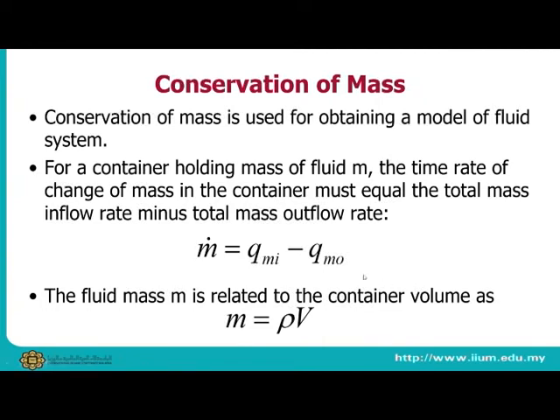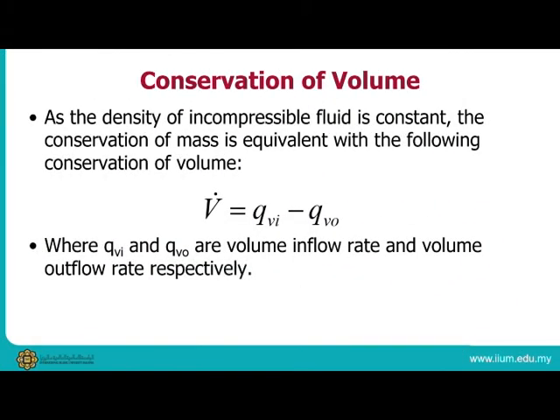For the conservation of mass, m dot is equal to QMI minus QMO. QMI is the mass inflow rate, and QMO is the mass outflow rate. You also need to know this formula: M equals rho V, where M is mass, rho is density, and V is the volume. For the conservation of volume, V dot is equal to QVI minus QVO. QVI is the volume inflow, and QVO is the volume outflow.